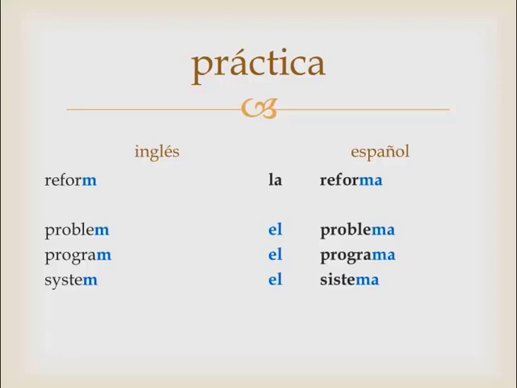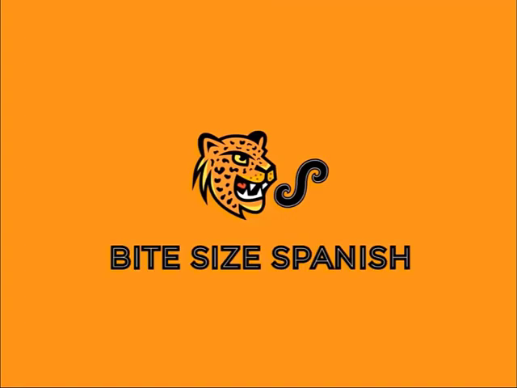It should be la, but it's el. El problema, el programa, el sistema. Used a lot, and kind of get that in your head. All you have to do to words that end in M, oftentimes, is just add an A. And in this case, it's going to be el, el, and el for those three words.